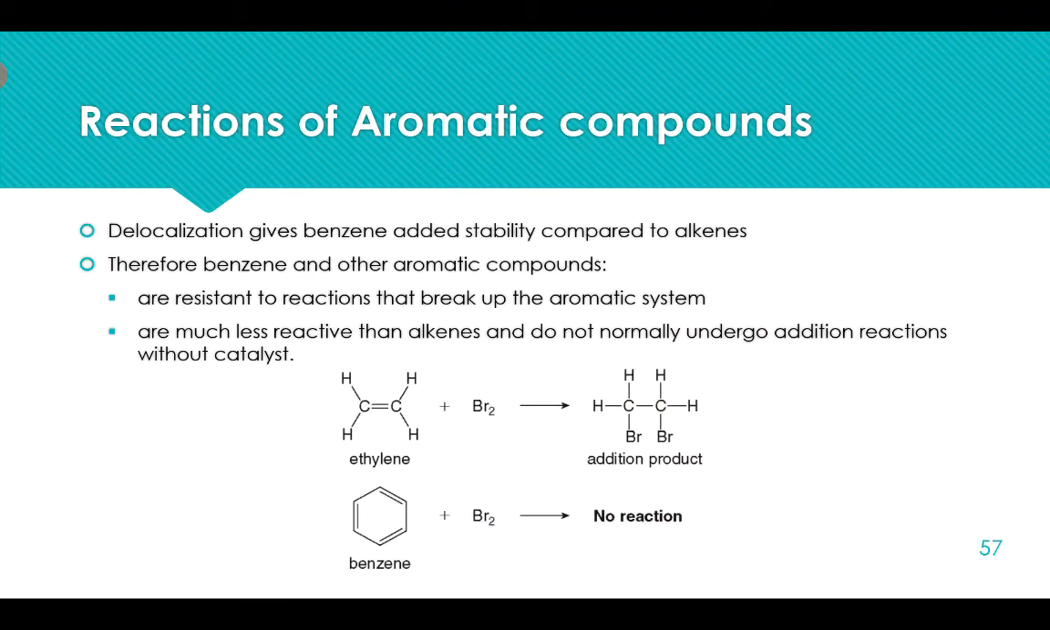The reactions of aromatic compounds are also much different than our regular alkenes. We talked earlier about how alkenes can undergo addition reactions such as halogenation in order to form alkanes that are substituted. But if we try to do the same to our benzene, there's no reaction. The aromatic nature of the benzene makes it more stable, and so it's more resistant to the chemical reactions that break it up.